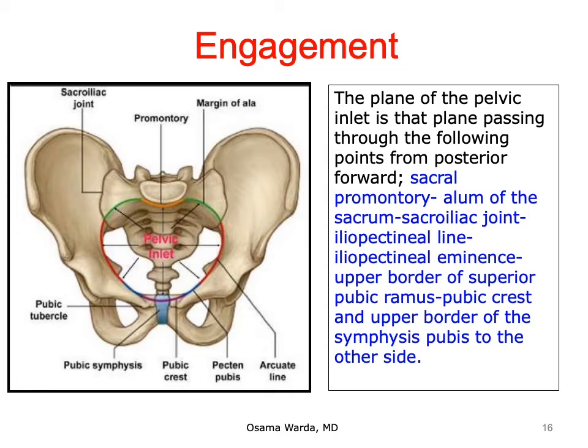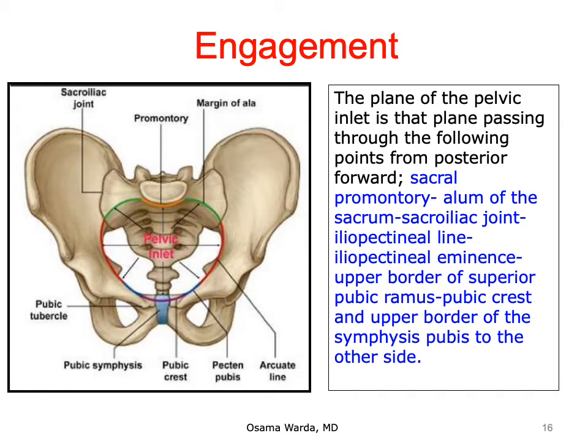the iliopectineal line with the iliopectineal eminence on it, the upper border of the superior pubic ramus, the pubic crest, and the upper border of the symphysis pubis to the contralateral parts on the other side. This is the plane of the pelvic inlet.